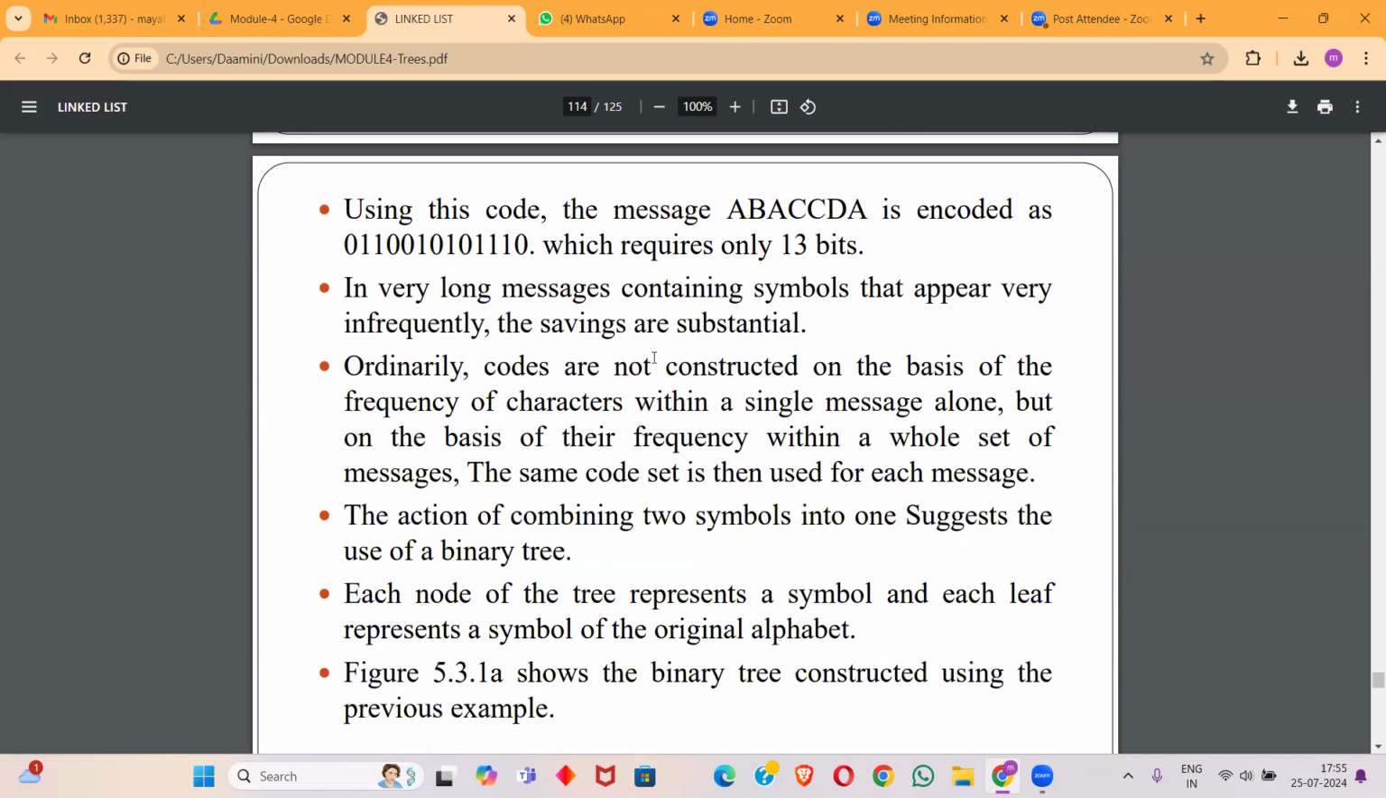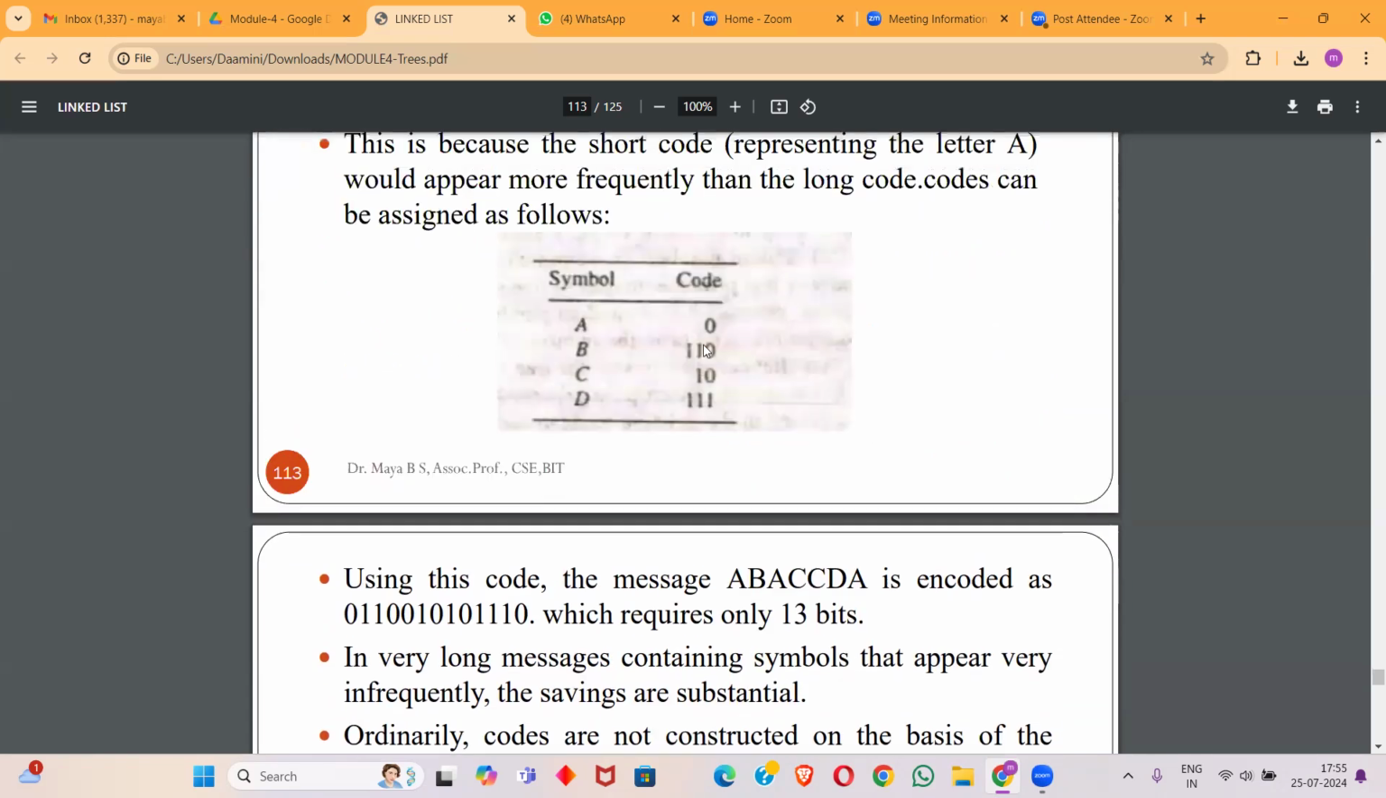So what we have to do: the codes are not constructed on the basis of the frequency of characters. A long occurrence should get a short code, 0, and a small occurrence gets a longer code, 3 bits. A occurs 3 times, but A will be taken as 0. B occurs only 1 time, but it will be taken as 3 bits. This is also not a good way of representation.